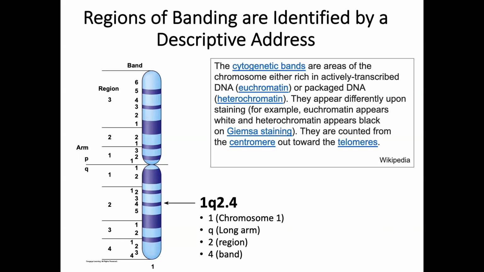The area marked with an arrow, for instance, here is 1q2.4. So that indicates it's in chromosome 1, it's in the long arm, and it's in region number 2 and band number 4, okay? The bands are counted from the centromere and then out toward the telomeres.